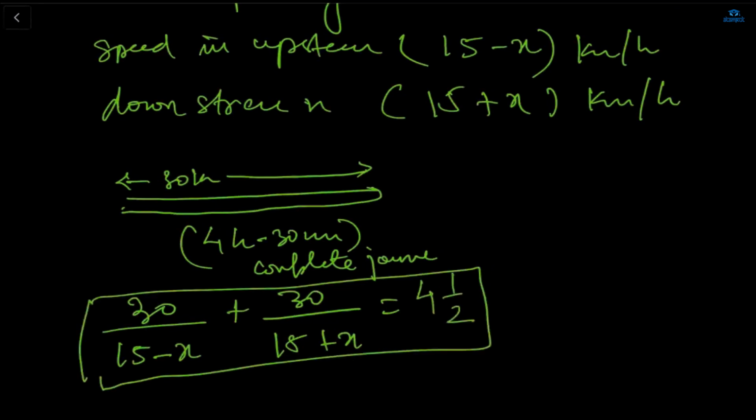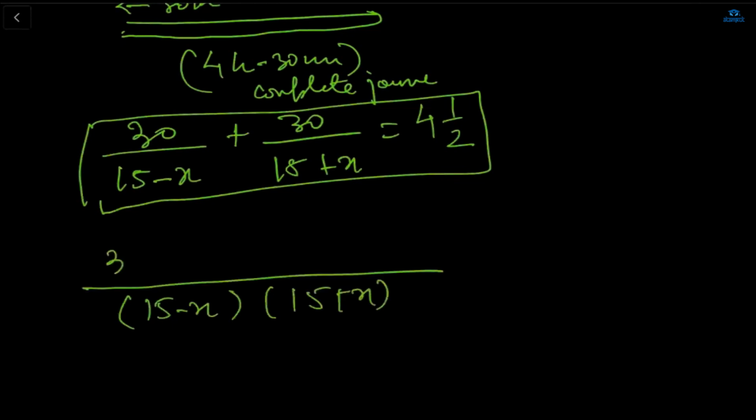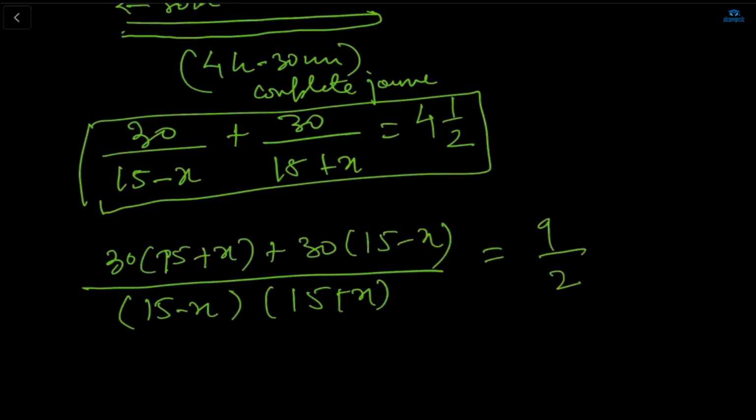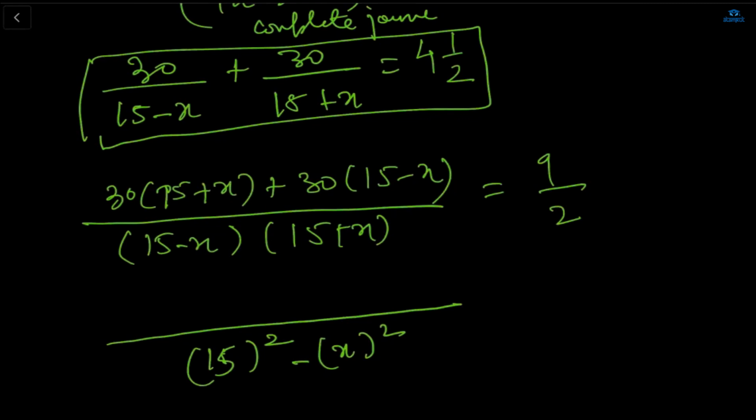ठीक है. Now you have to solve this and get the equation. If you are going to solve, then it will be what? 15 minus x, 15 plus x, a plus b, a minus b formula you have to put. 30 is equal to, you need to change this 9 by 2. Okay. Now since it is in a plus b, a minus b formula, so it will be what? A square minus b square. Okay. Understood?